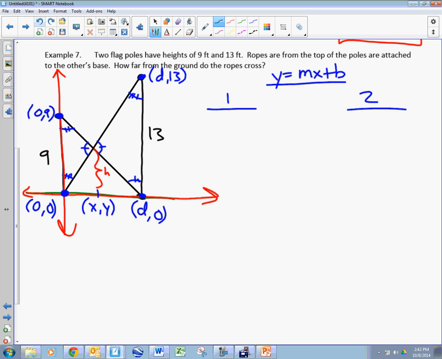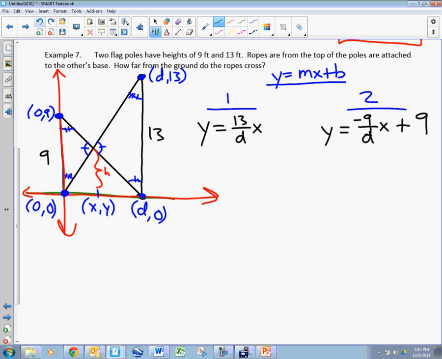So I have y equals 13 over whatever distance that is times x plus b. What's the y-intercept again? 0. So we don't have any y-intercept. If that d bothers you, don't worry. It'll take care of itself. We do the next one. y equals. Let's look at the slope. To get from this point down to there, how far do you drop? 9. So negative 9 over, what do we run? D. So negative 9 over d times x. Plus, what is the y-intercept? 9.